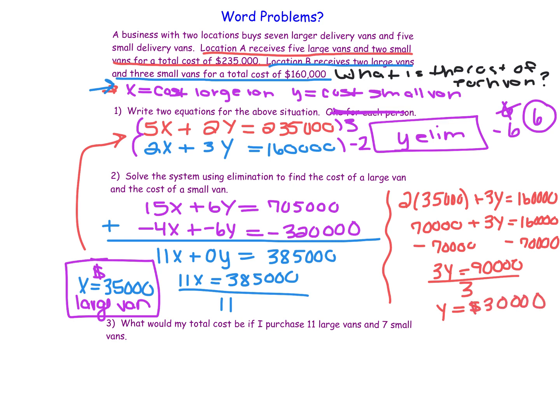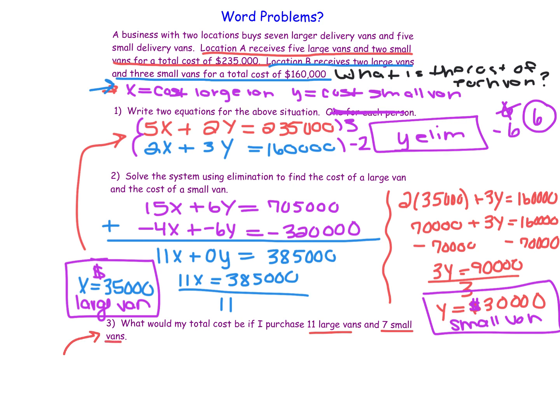Which, if I think about that in the context of the problem, represents the cost of a small van. So by using the elimination strategy for these two situations, I was able to find the cost of a large van is $35,000 and the cost of a small van is $30,000. So then from here in part 3, I want to apply this information to a new situation. What would my total cost be if I purchased 11 large vans and 7 small vans?